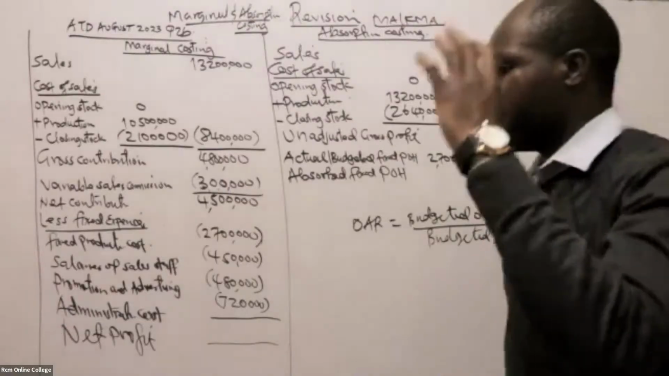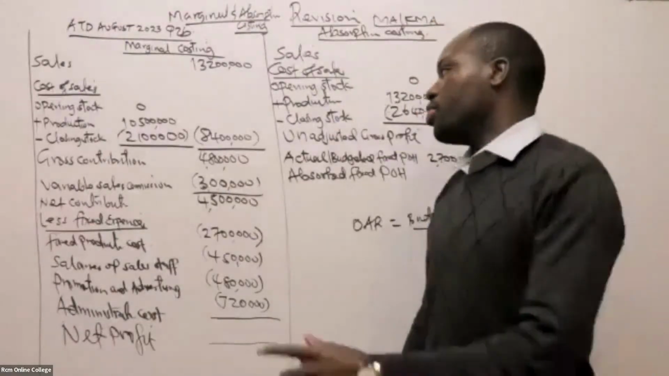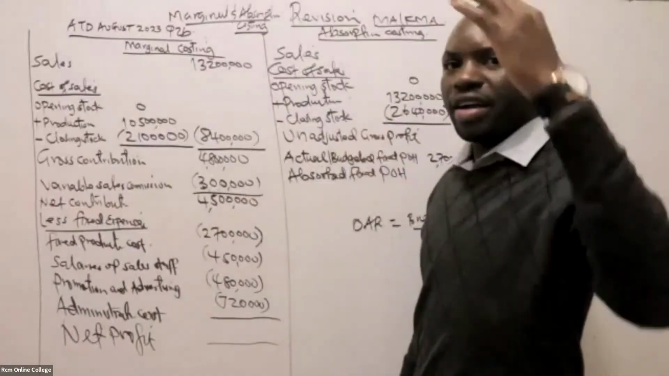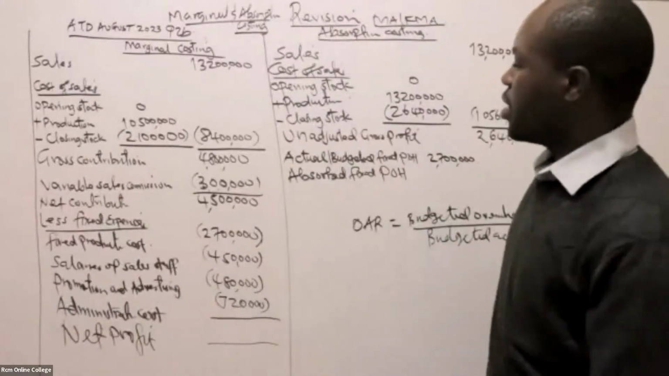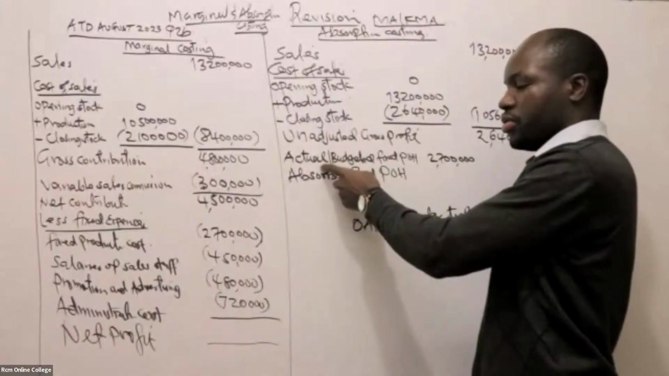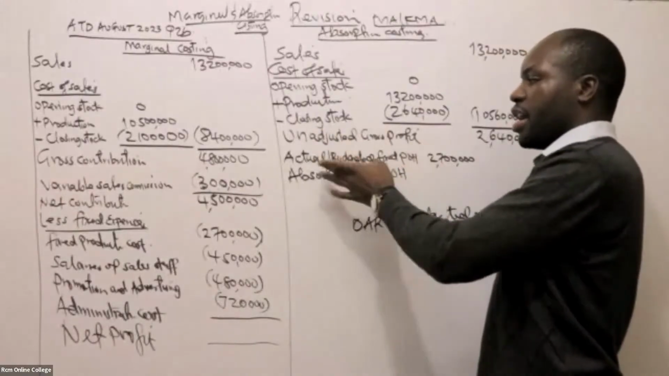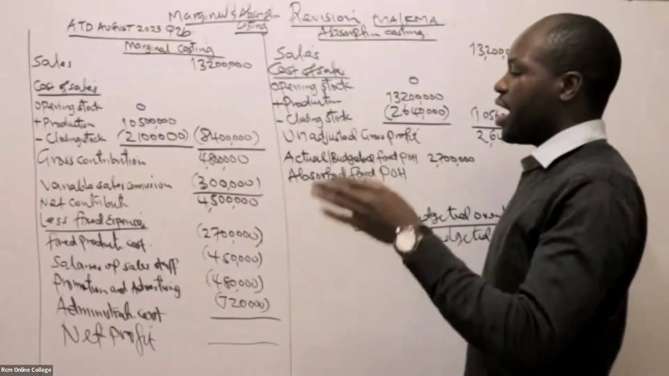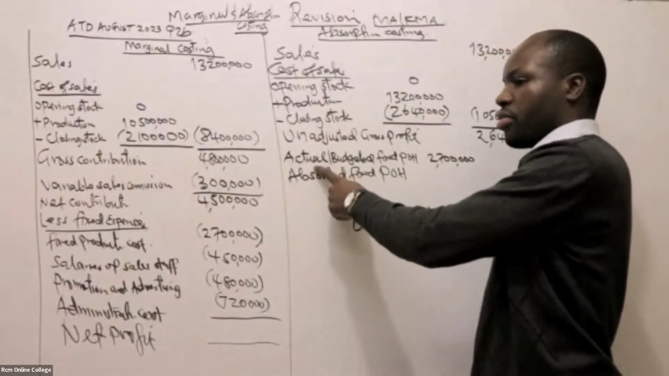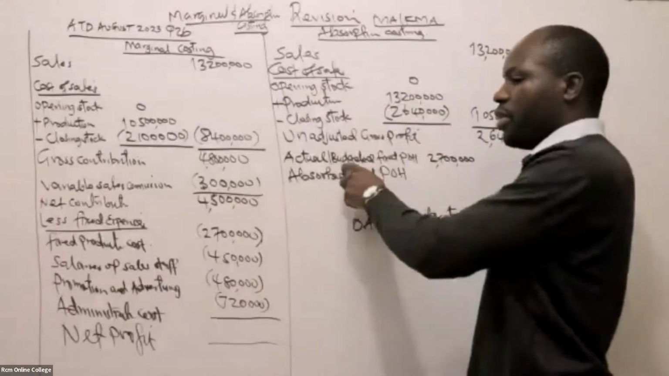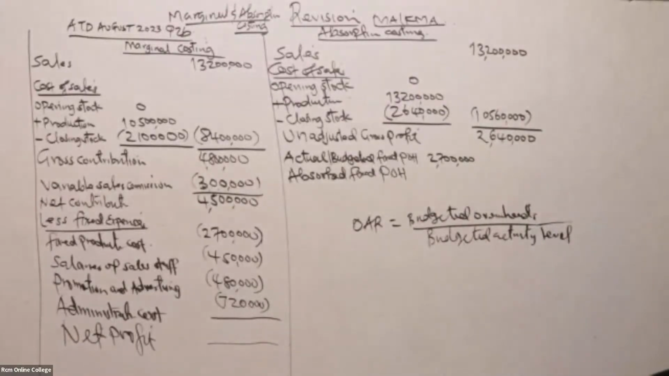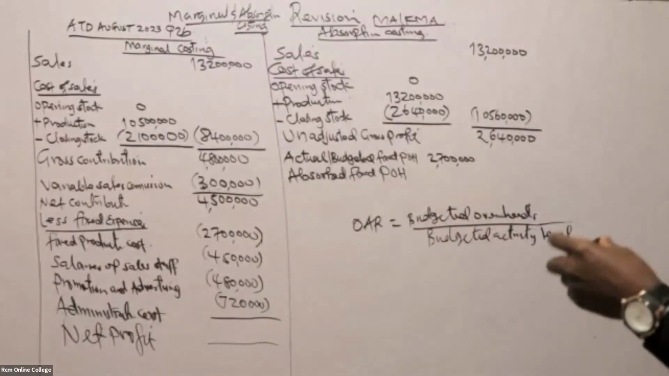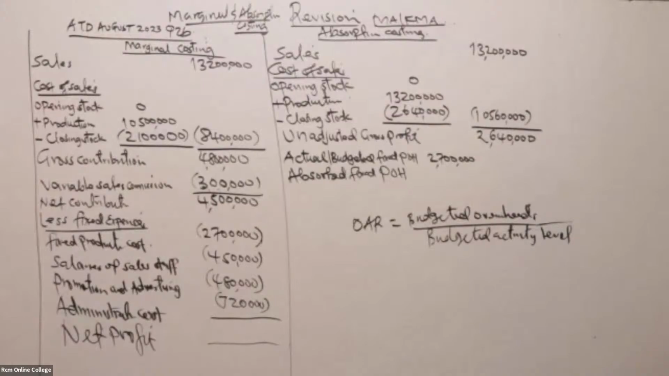I've said in exams, if you have the two, you go for actual. But if you don't have actual in your exams, under additional information, it's not appearing anywhere, that is when you go for budgeted. If I have actual, I go for actual. If I don't have actual, that's when I go for budgeted in place of actual. Are we together? Good.